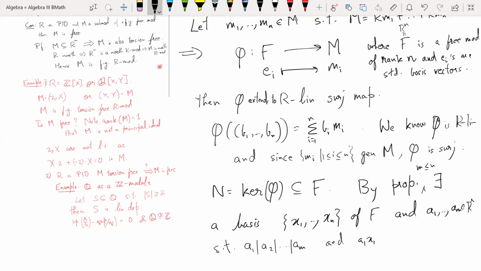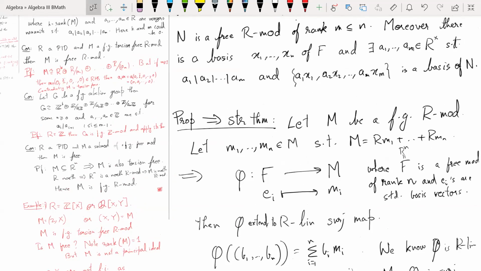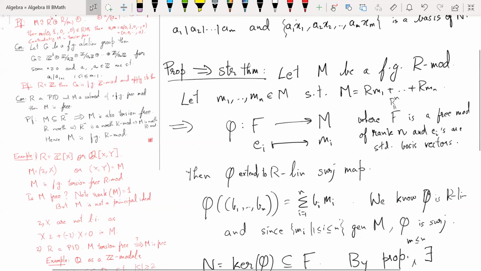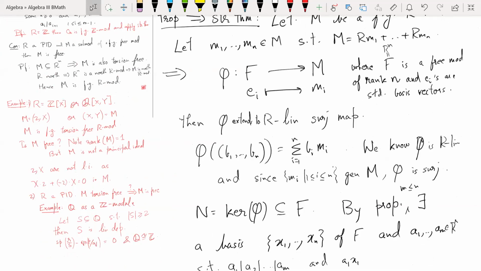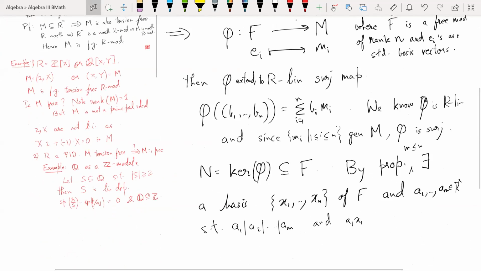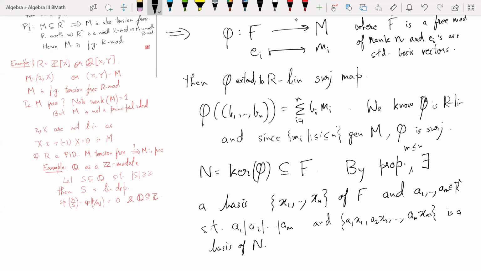So m could possibly be 0. If M happens to be free, then of course the kernel N may be 0. In that case, you can take x1 to xn to be any basis, and the second part is vacuously true: a1 x1, a2 x2, up to am xm is a basis of N.